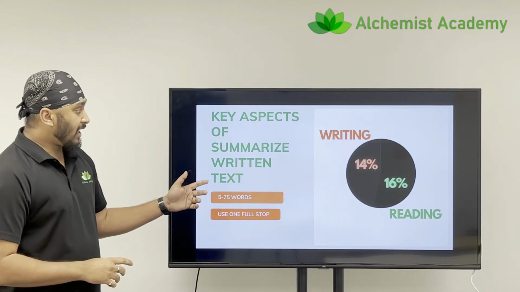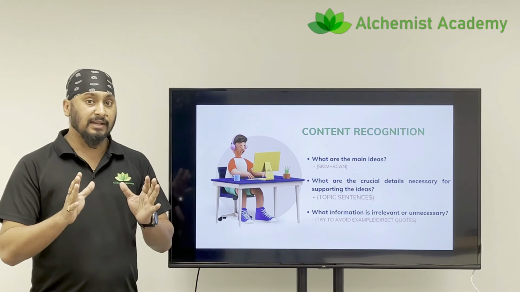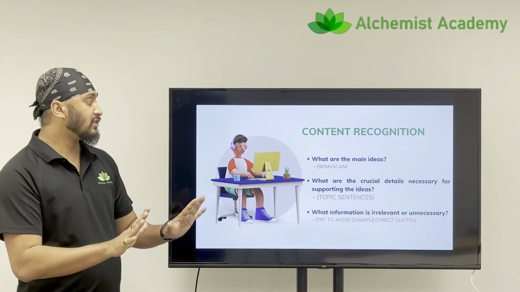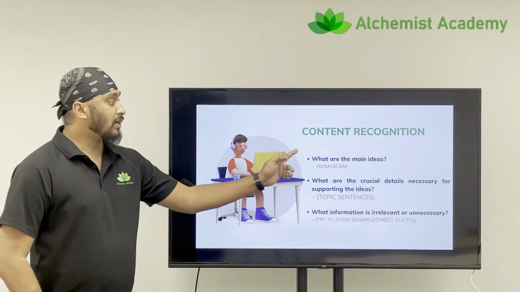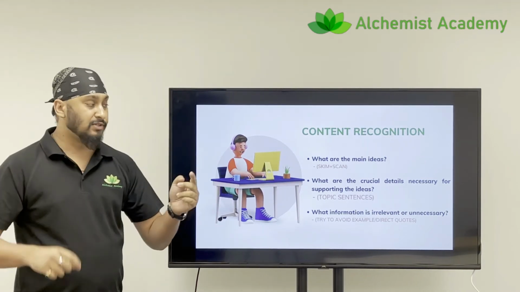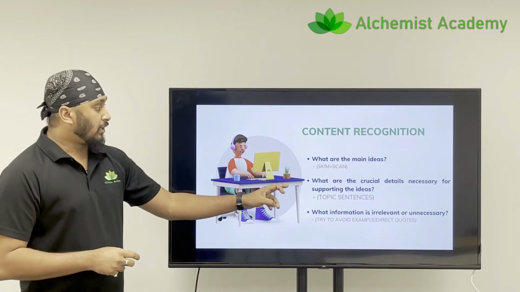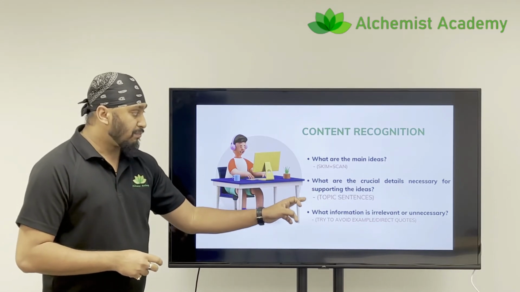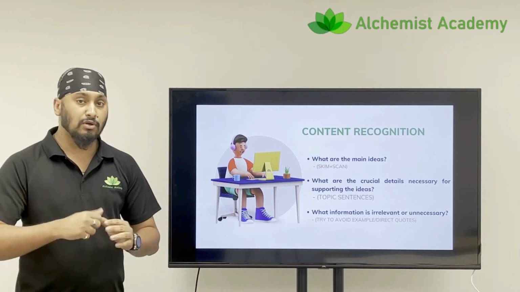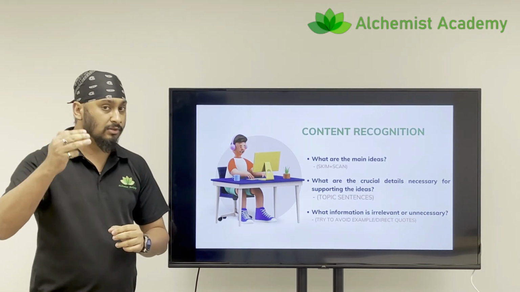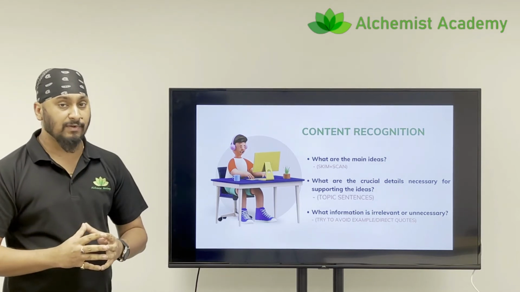If you go further and have a look in this, you must focus on content recognition. Now, for content recognition, there are three questions you should always ask yourself. What is the main idea of the summary? For that, you need to skim and scan the question. Number two, what are the crucial details necessary for supporting those main ideas? You need to focus on topic sentences. Now, topic sentences can be found through intro, conclusion, or conjunctions. When I'm solving these questions, have a look at how I identify topic sentences.